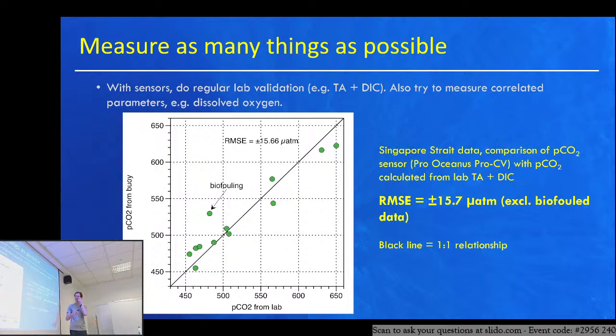If we throw the known dodgy data out, we do get a fairly good fit. The RMSE is plus or minus 15.7, but this is across a range that we know goes from 450 up to about 650 microatmospheres. So again, that variability in coastal waters means that we can't expect this to be as tiny as it might be in an open ocean setting. And the black line is the one-to-one relationship, so it's really fitting quite nicely.